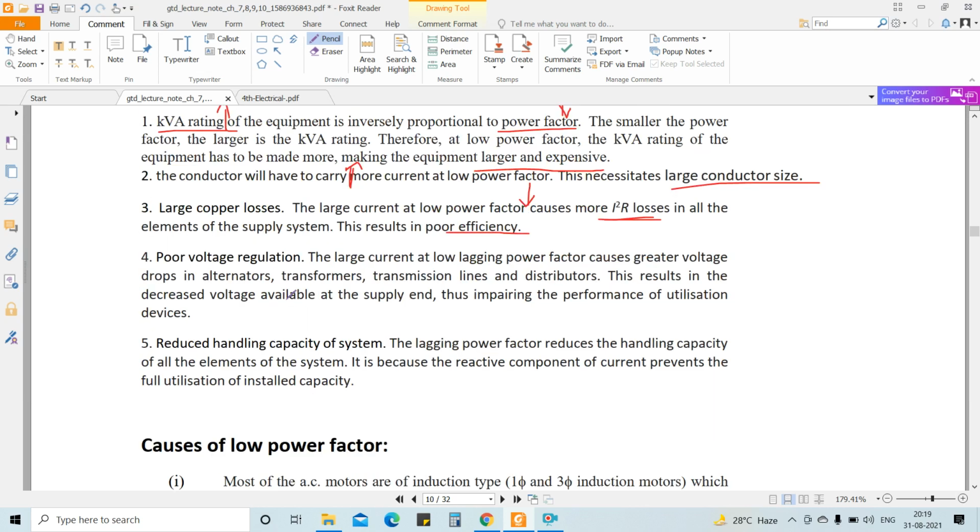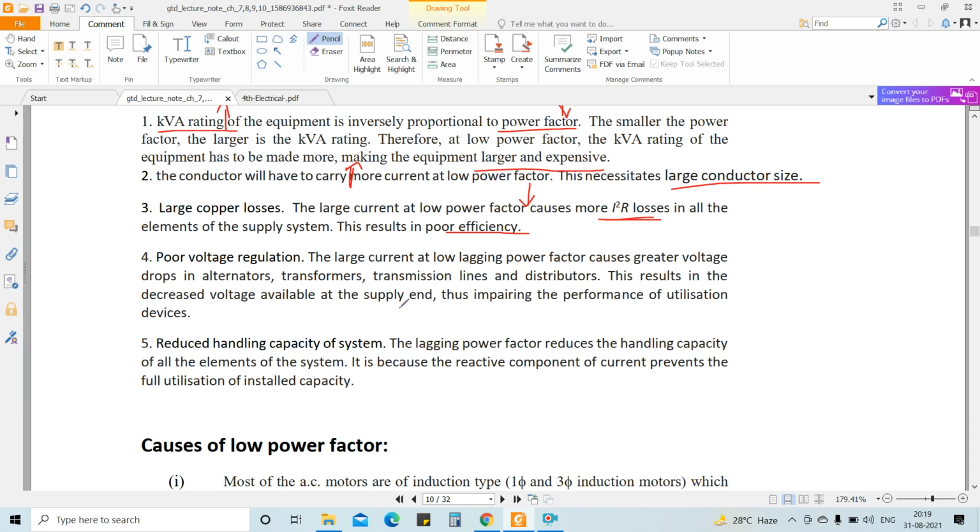Then poor voltage regulation. The large current at low lagging power factor causes greater voltage drop. Voltage drop is greater in the alternator, transformer, transmission line and distributor. So this results in decreased voltage available at the supply end, which makes voltage regulation poor.